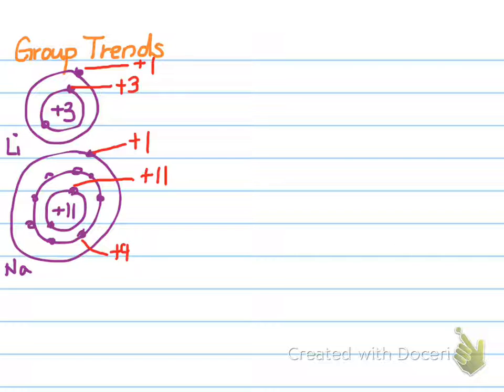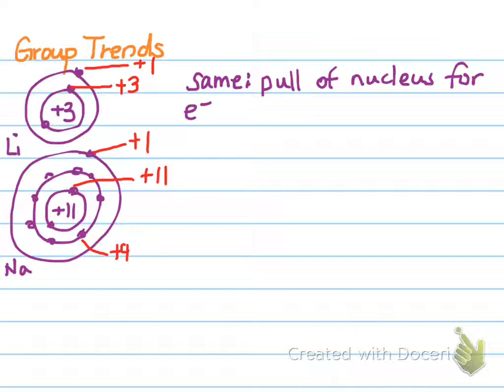So again, as we talk about our group trend, we want to talk about what is staying the same as we move down this group. Notice what's staying the same is the pull of the nucleus for the electrons in our highest occupied energy level. Remember, that was an abbreviation we have been using before, right? Our highest occupied energy level, our outermost shell of electrons. So the pull of the nucleus for the electrons in the highest occupied energy level stays the same.